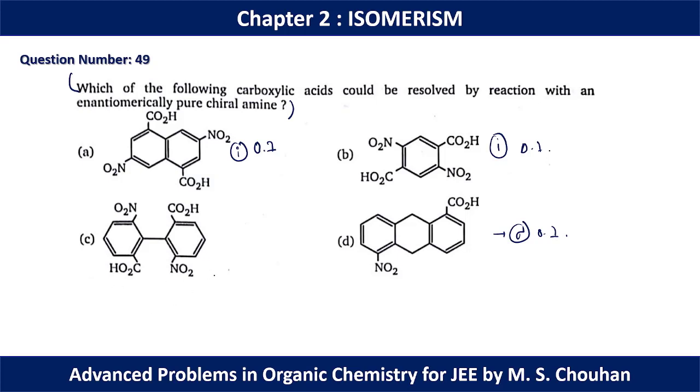In this case we don't have any I or any sigma present in the molecule. This is a biphenyl system. We can explain this system in a different video lecture. So this is an optically active system, and we have to find the optically active system. That's why for question number 49, option C should be the correct option.